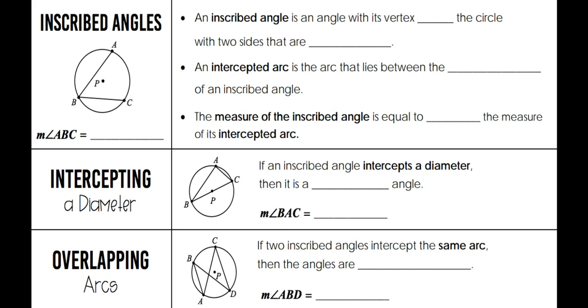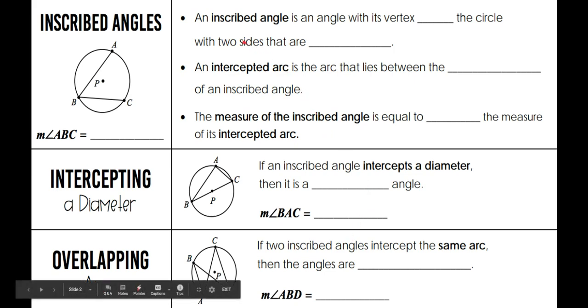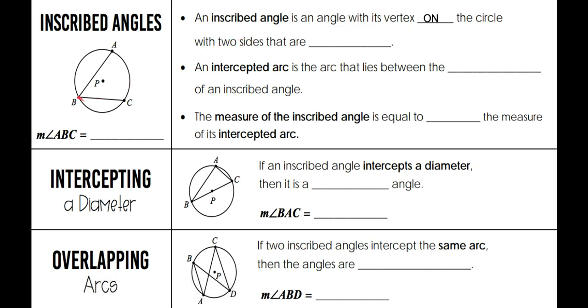So an inscribed angle is an angle with its vertex on the circle. And the two sides are sides that we call chords, because remember, chords do not go through the center. An intercepted arc is the arc that lies between the end points of an inscribed angle.